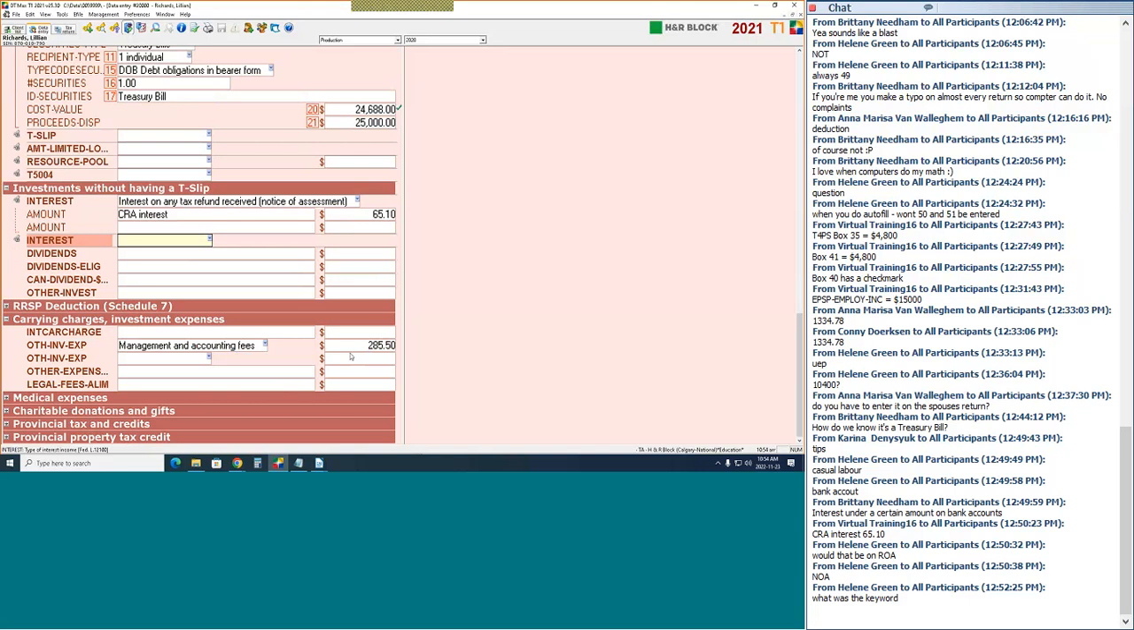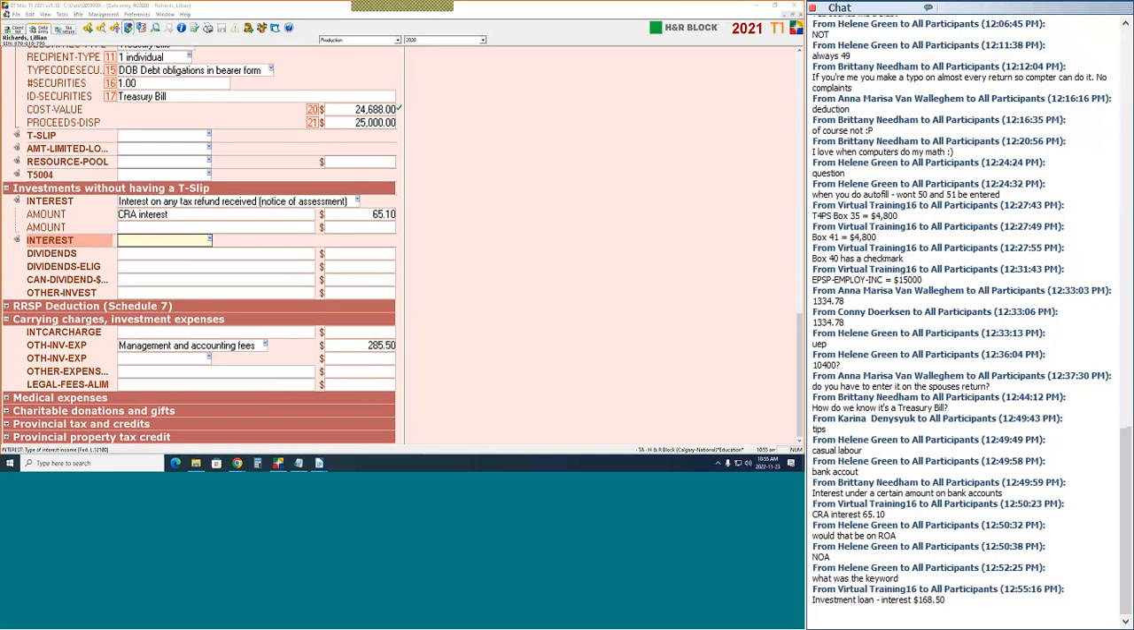If you remember, INTCAR charge is interest carrying charge and other investment expenses. We've done the management fees, but she could have had other things as well, and I'm going to tell you now that she did have an investment loan that she took out. She's still paying it back, and she had interest for that investment loan of $168.50. Assuming she did not use that to buy registered accounts, so she didn't use it to buy RSPs, which I'm going to tell you she didn't, we can claim that as a carrying charge, in this case, interest.